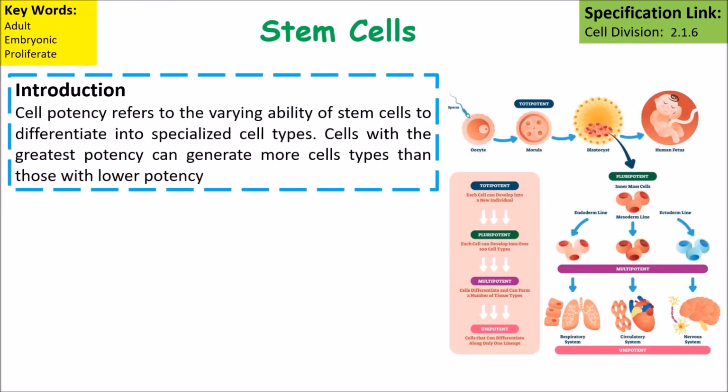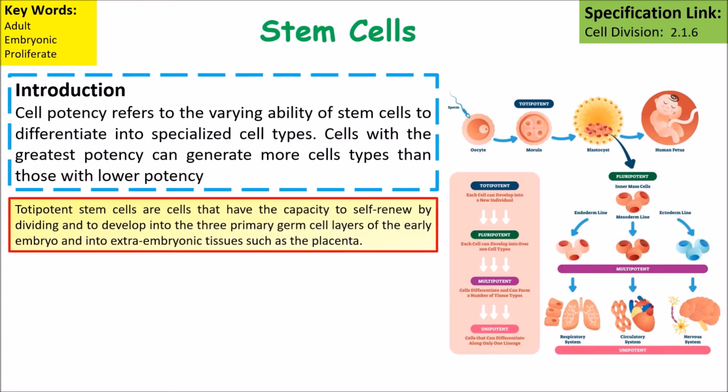Cell potency refers to the variety and availability of stem cells to be able to differentiate into specialized cell types. Cells with the greatest potency can generate more cell types than cells with a lower potency. So totipotent stem cells are cells that have the capacity to self-renew by dividing and developing into the 3 primary germ cell layers of early embryonic development.